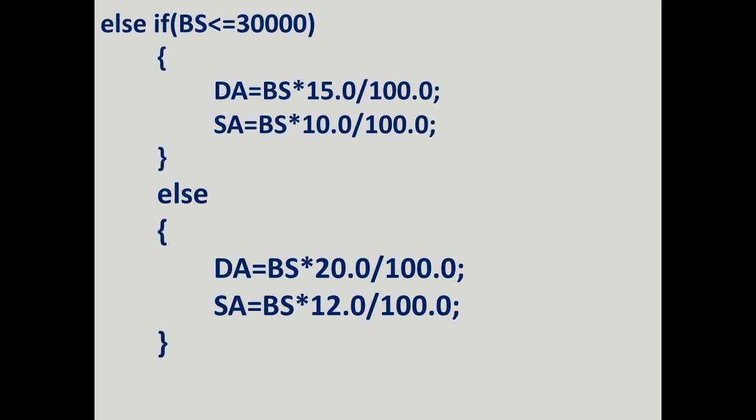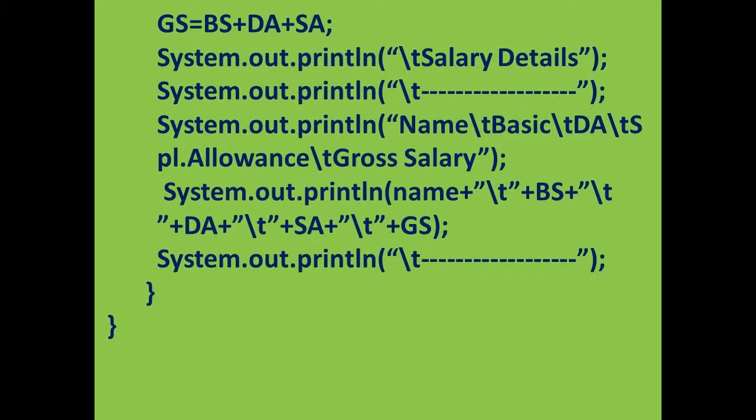One more is there. Then how to calculate GS, that means gross salary. GS is equal to BS plus DA plus SA. Okay, that is also mentioned in the question. You have to just write it using the statements, and at last we have to print the output. How can you print? There is a format. First I will give the headings. For a professional look, System.out.println salary details.